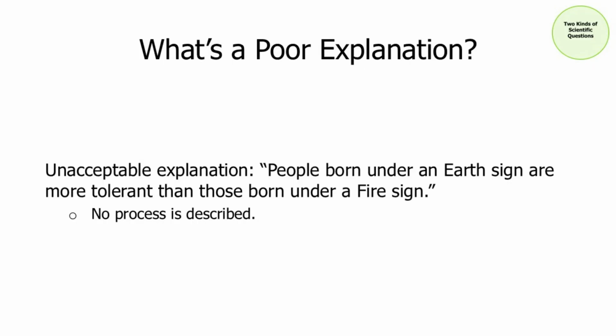Unacceptable explanations lack process. And this explanation here is silly on its face, but it does make the point. People born under an earth sign are more tolerant than those born under a fire sign. The idea behind what makes this unacceptable is it's not testable. And more than that, it doesn't have a process. There's no process implied by this. So this is an unacceptable explanation. So when you start constructing explanations for phenomena, you should always think about the process. How does one set of facts cause another set of facts, and what's the process behind that?